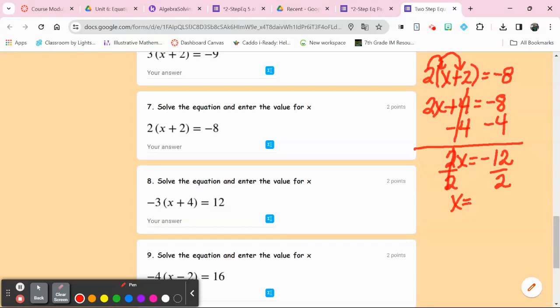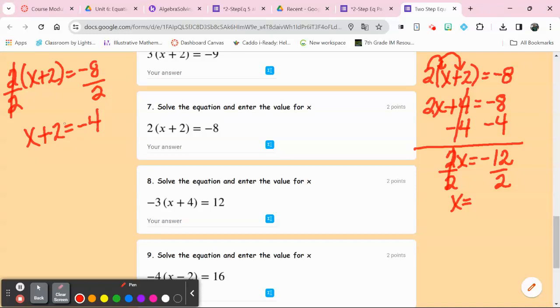All right, doing it the other way. 2 times the group x plus 2 equals a negative 8. I'm going to divide both sides by negative 2, or positive 2, sorry. And that brings me down to x plus 2 equals, I have one negative in a division problem, so I have a negative, and 8 divided by 2, negative 4.